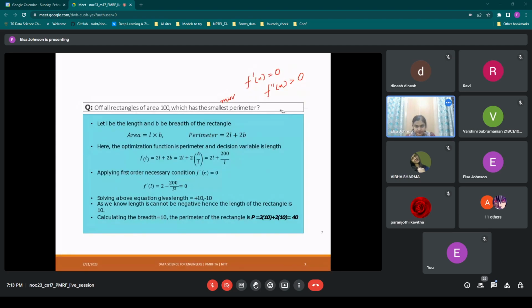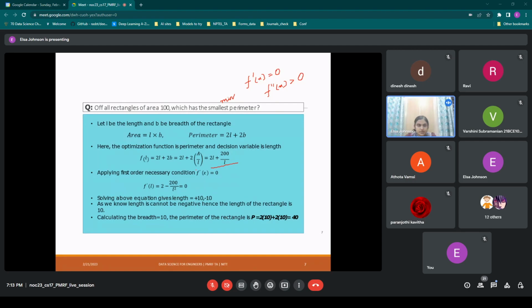So the next one is like, the perimeter is equal to 2 into L plus B. So we have to minimize this perimeter. For that, the function is 2 into L plus 2B, meaning 2 into L plus B. And in that, instead of the breadth, I am giving A by L. So we'll reach this equation, 2L plus 200 by L, because the area is given as 100.